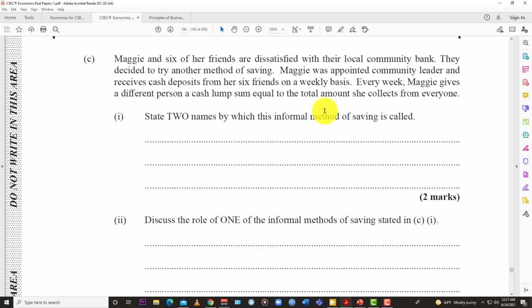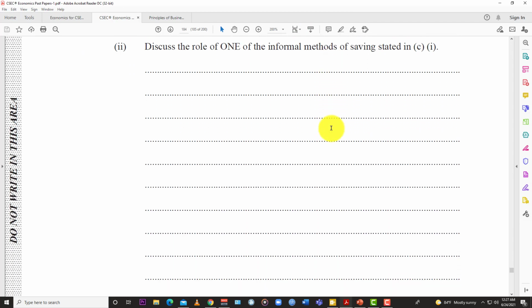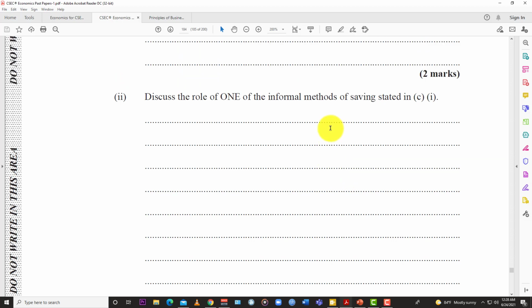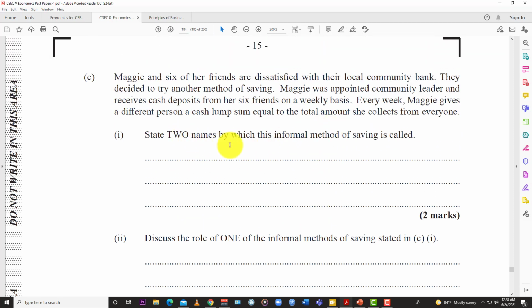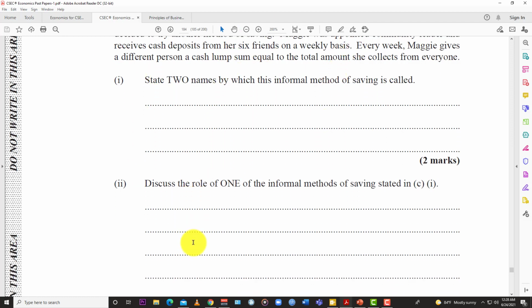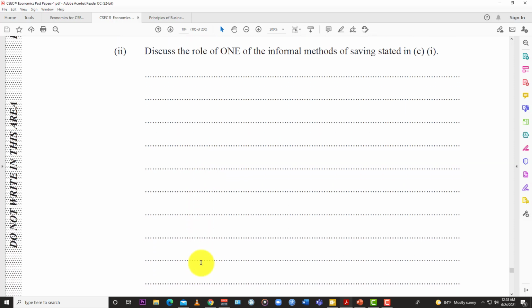State 2 names by which this thing that they're carrying out, the informal method of savings, is called. 2 marks. Now, discuss the role of one of the informal methods of savings stated in C above. Okay, so why would they say methods when it's only one? Because they say to state 2 names by which this informal method is called, there's only one method you're talking about. That's the susu or the partner hand or the meeting turn. So we're going to just choose the susu. Let's go with susu.